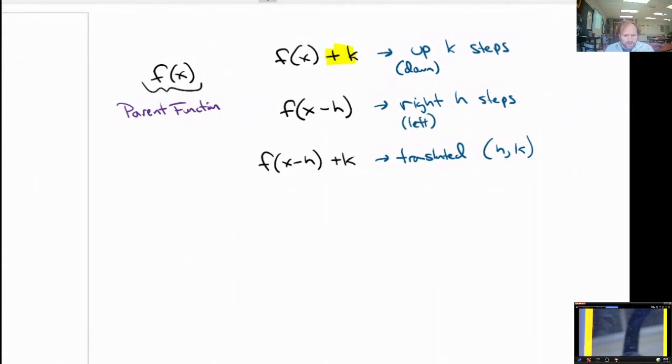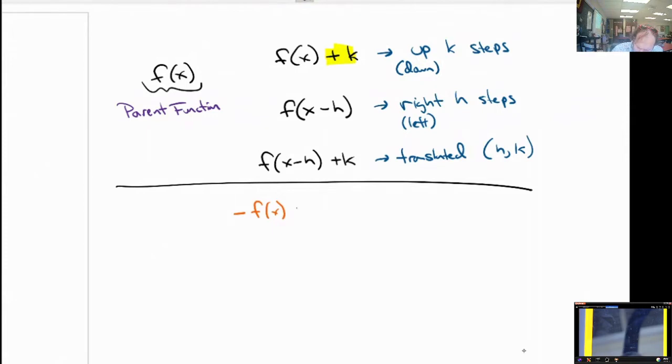We should be aware of a couple other things that you can do, though. I'm going to put a kind of a line here. Let's say you have a negative f of x, where you take your original function, take all the outputs, but make them negative. All this is going to do is take any y value that you have and flip it over the x-axis, which means this causes a reflection about the x-axis, sometimes called a vertical reflection, since all the points are moving vertically from where they were to their opposite point.